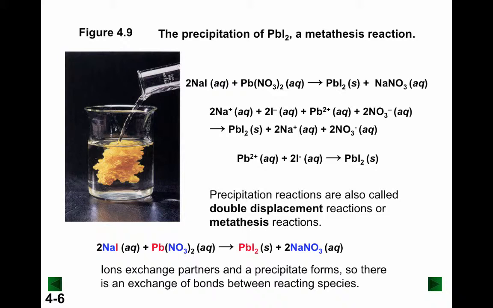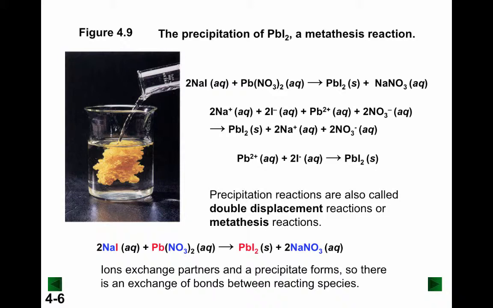Step 3 tells us to decide if any of the combinations are insoluble. According to the solubility rules given to us in Table 4.1 of your book, lead-2 iodide is not soluble and will precipitate out of solution. So one last thing about this equation, just notice that the ions are exchanging partners. As we mentioned earlier, reactions such as this are called double displacement or metathesis reactions.